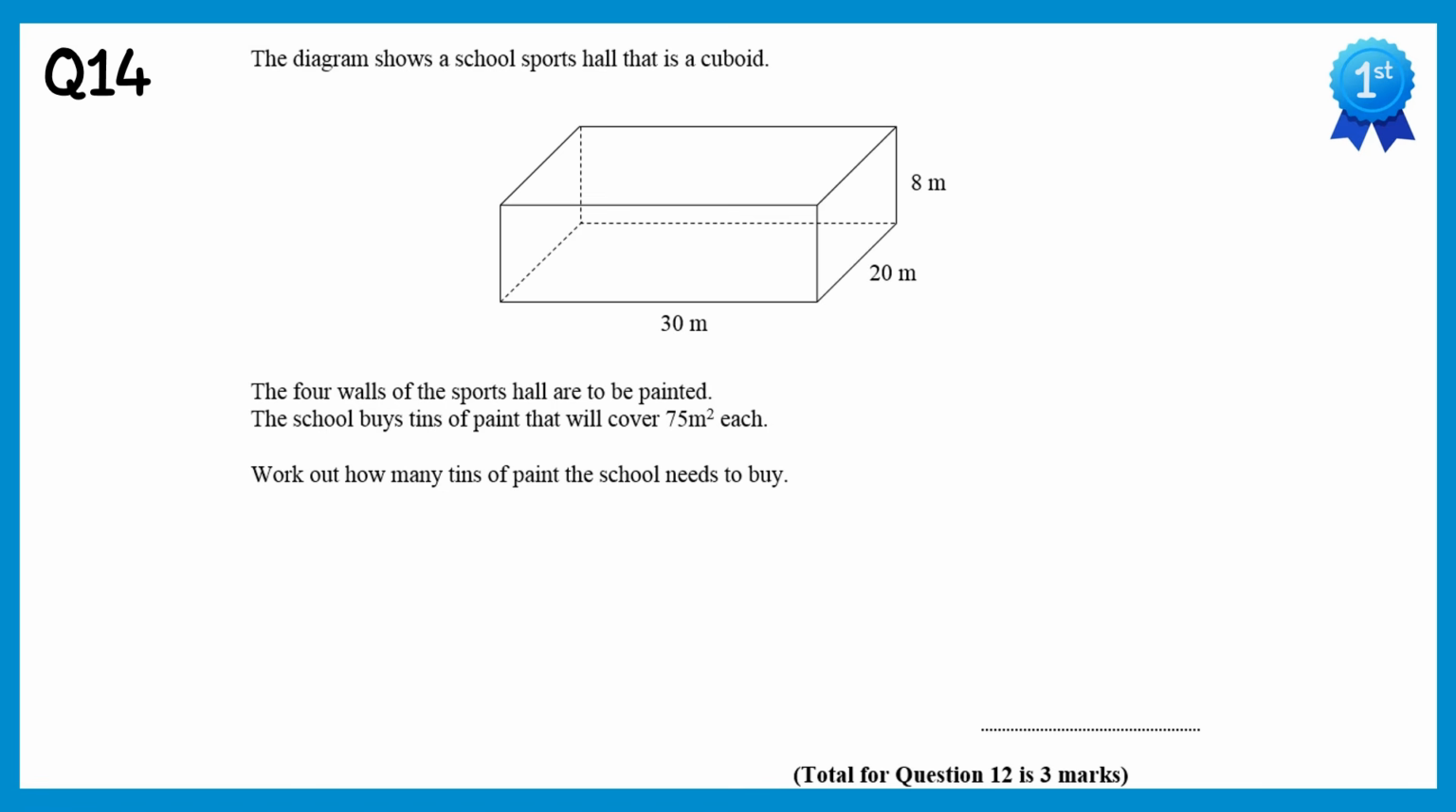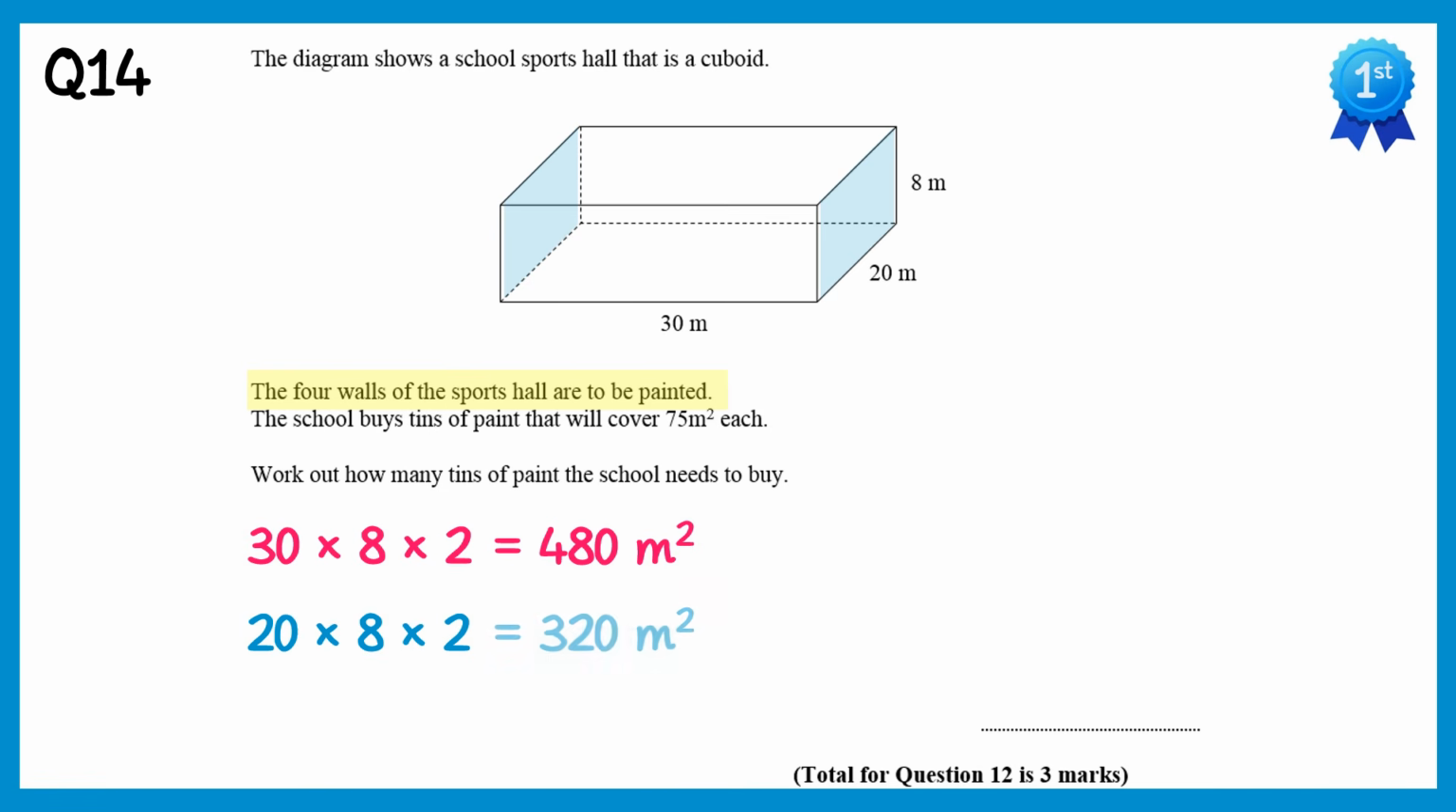In this question, we need to paint the walls of a sports hall. Let's start with the front wall and the back wall. Both of these are rectangles with dimensions 30 by 8, so if we do 30 times 8, but times 2 since there's 2 of them, we get this red area, which is 480. Now let's look at the side walls. These are both rectangles again, 20 by 8 this time, and again there's 2 of them, so 20 times 8 times 2 gives you 320. If we add this together, we get 800 meters squared, which is the total area we need to paint.